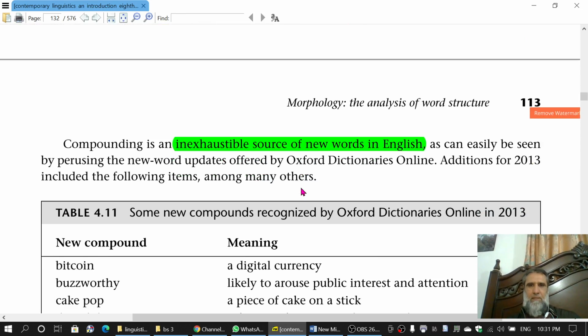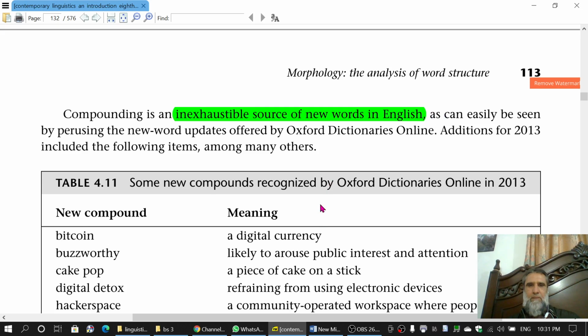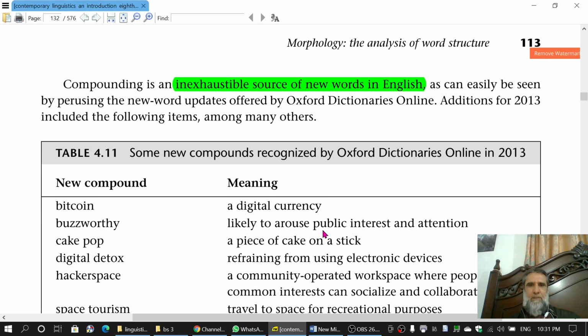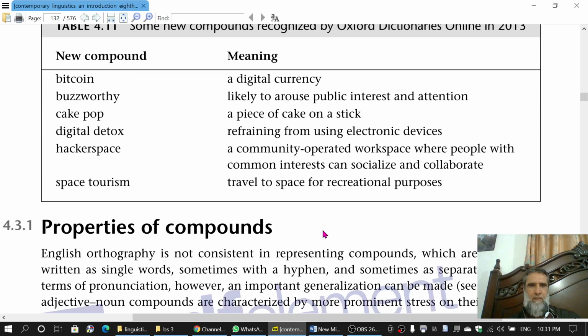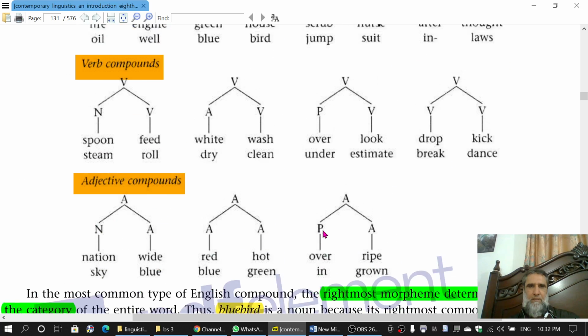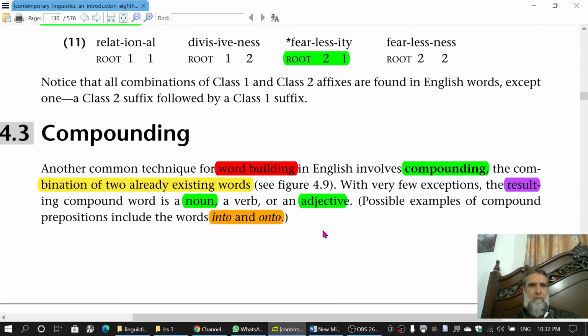And we say it is an inexhaustible source of new words in English because a lot of new words can be created with the help of this process. Now you can listen to it in Urdu as well.